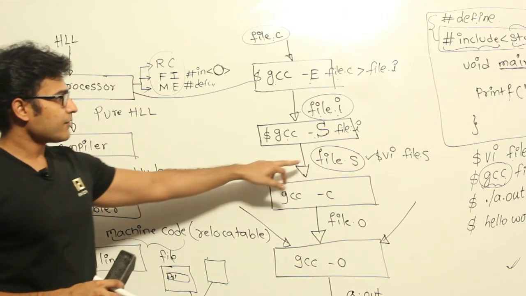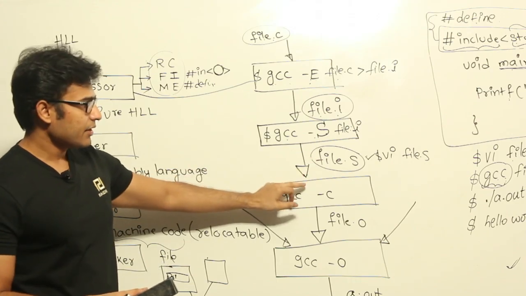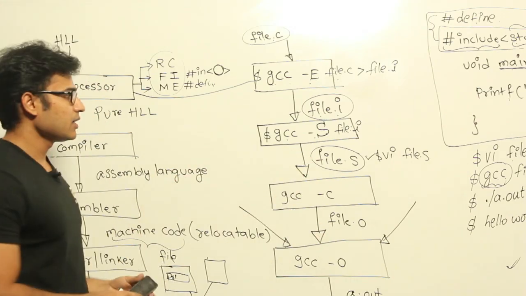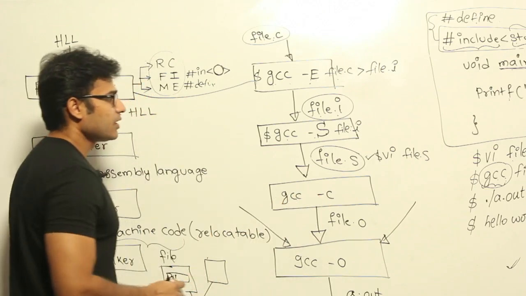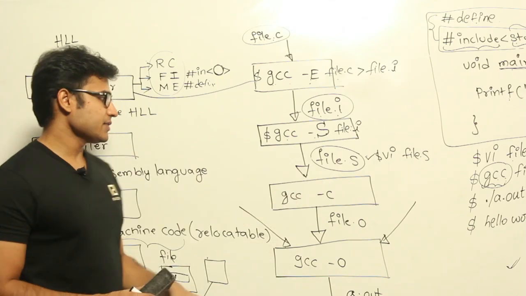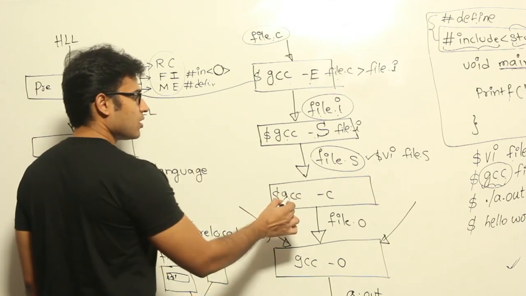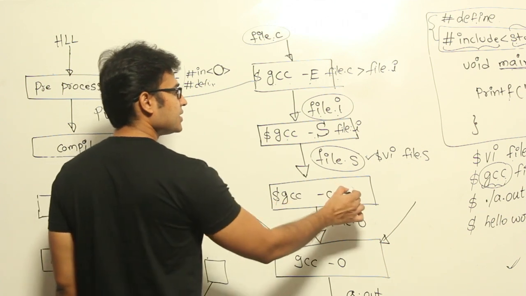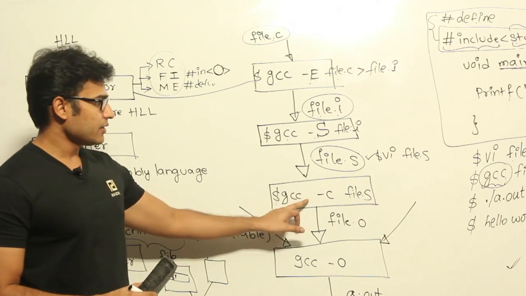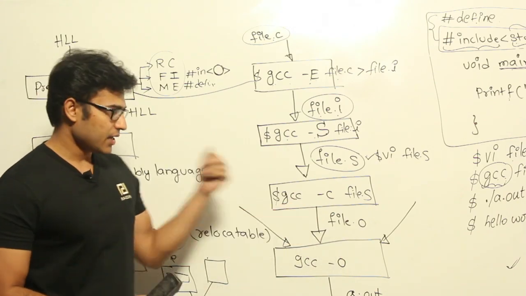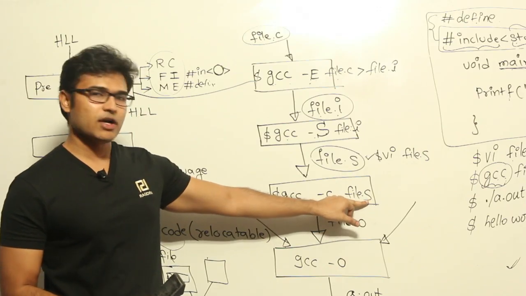Now this assembly language file, if you give it to the assembler, then you are going to get machine language, isn't it? So if you want to see what happens after the assembler, you can take this file.s and give gcc -c. The command is $ gcc -c file.s, and it is going to produce file.o. Again, here you can directly give file.c or you can start with file.s.